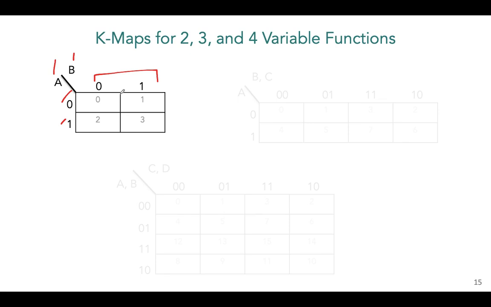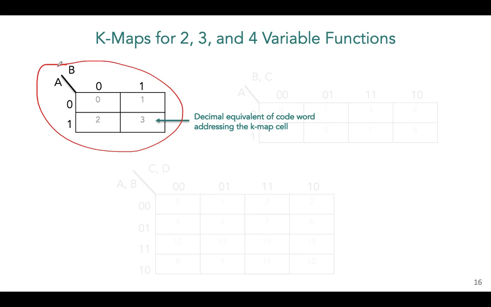It has 4 cells. And here in the gray, we have essentially given numbers to these cells. These numbers are the decimal equivalent of the code words which address the K-map cells. So in this case, we have 4 cells. We start the numbering with 0, right? And then 0, 1, 2, and 3. And this completes an empty K-map for a 2 variable function, right? What we do with these maps, we're going to discuss in the upcoming slides. But for now, all you have to understand is what a K-map for a 2 variable function looks like.